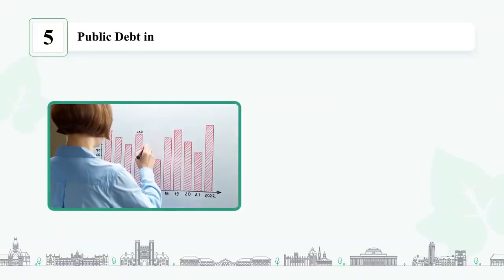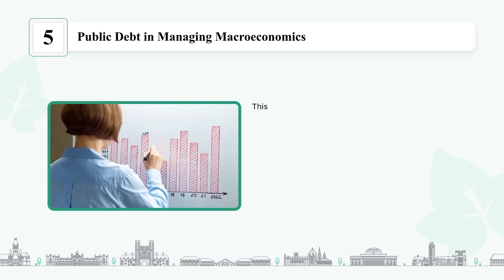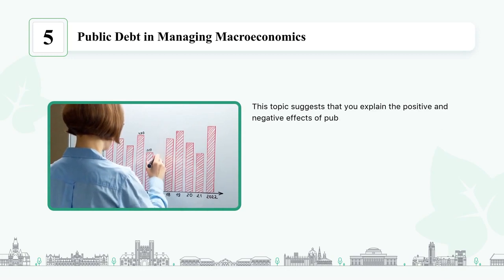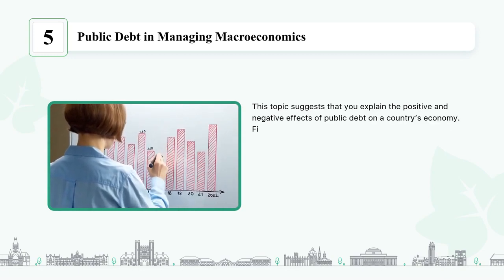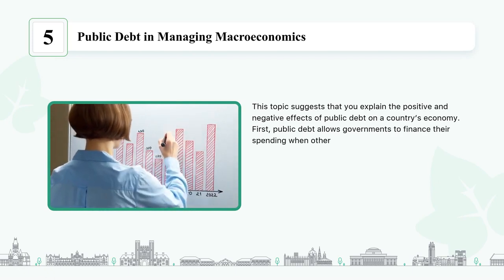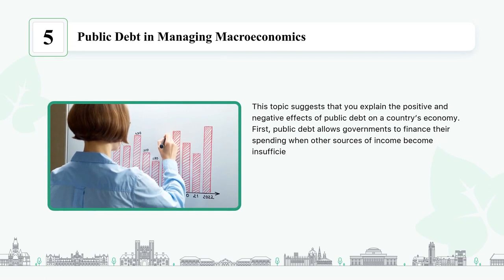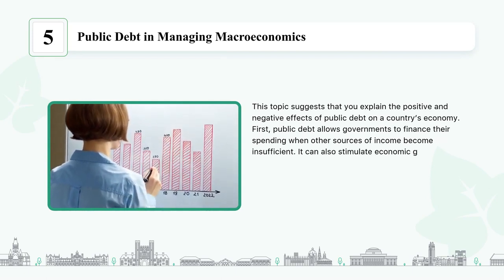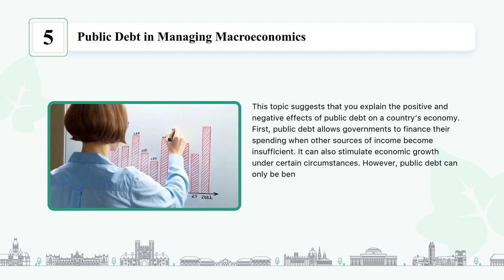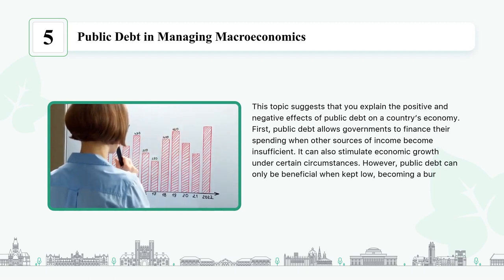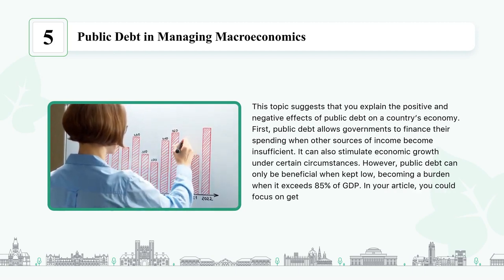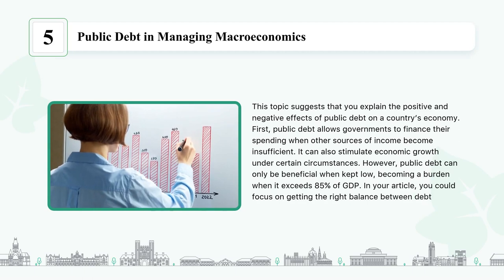Public debt and managing macroeconomics. This topic suggests that you explain the positive and negative effects of public debt on a country's economy. First, public debt allows governments to finance their spending when other sources of income become insufficient. It can also stimulate economic growth under certain circumstances. However, public debt can only be beneficial when kept low, becoming a burden when it exceeds 85% of GDP. In your article, you could focus on getting the right balance between debt levels and investment.